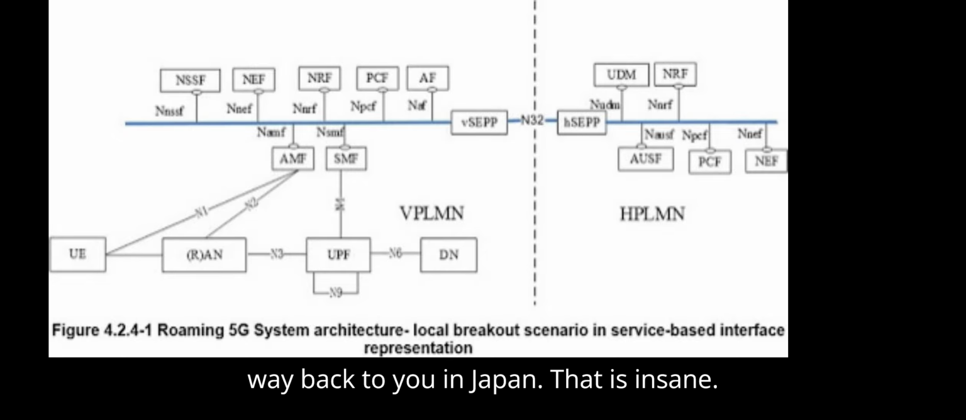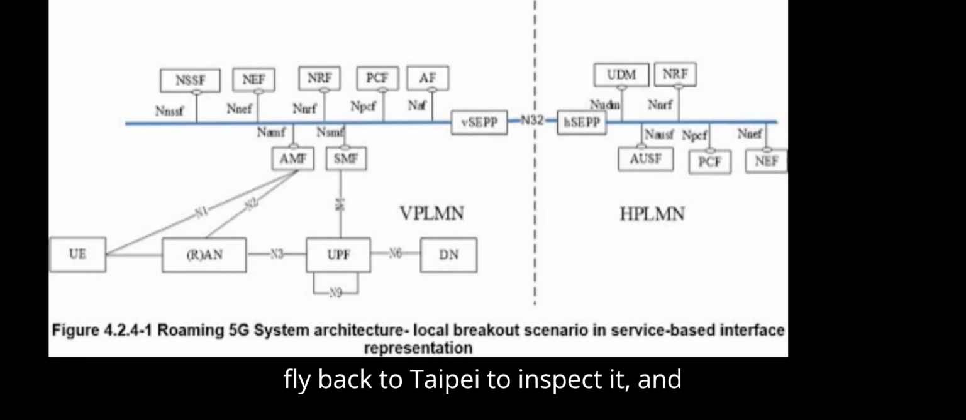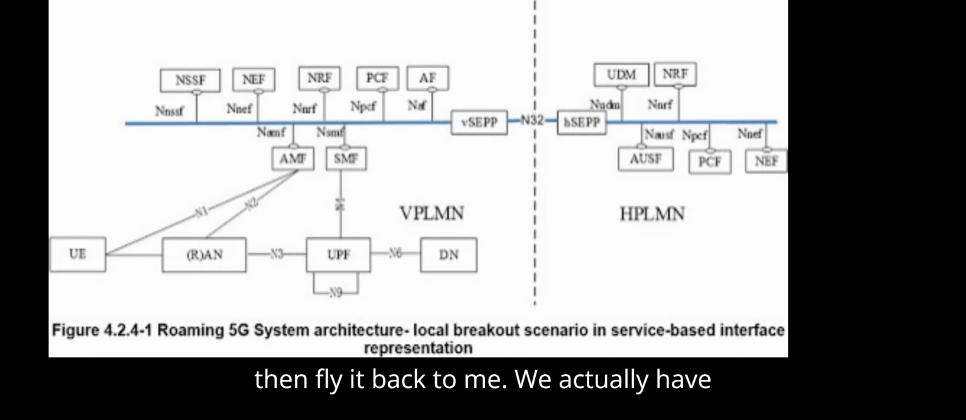That is insane. That's like me being in Tokyo wanting to order sushi from the place next door, but calling my mom in Taipei to place the order, and having her fly to Tokyo to pick it up, fly back to Taipei to inspect it, and then fly it back to me. We actually have a name for that. We call it tromboning because the data path looks like a slide trombone extending out and coming back.